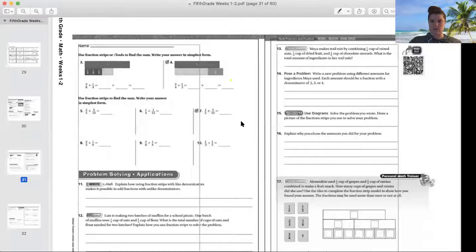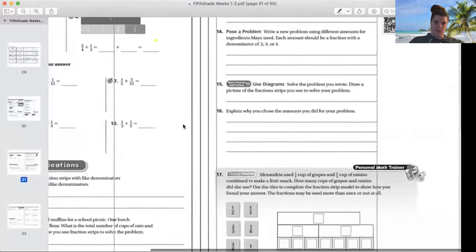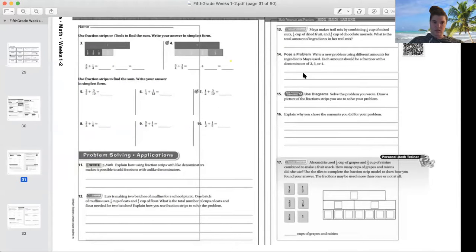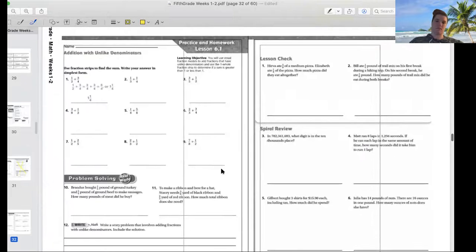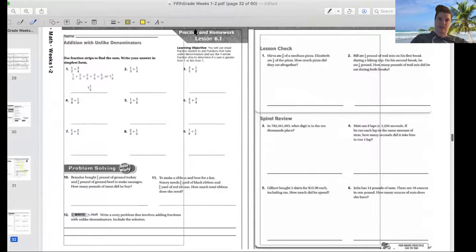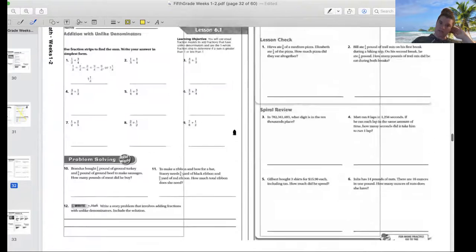All right, so I know yesterday we did this page in your packet, and I actually am going to say, which I know will make some of you happy, that we are gonna just skip this page as well. But I do want to go to the page that says practice and homework lesson 6.1 at the top. I think this is, yeah, the last page for this lesson.